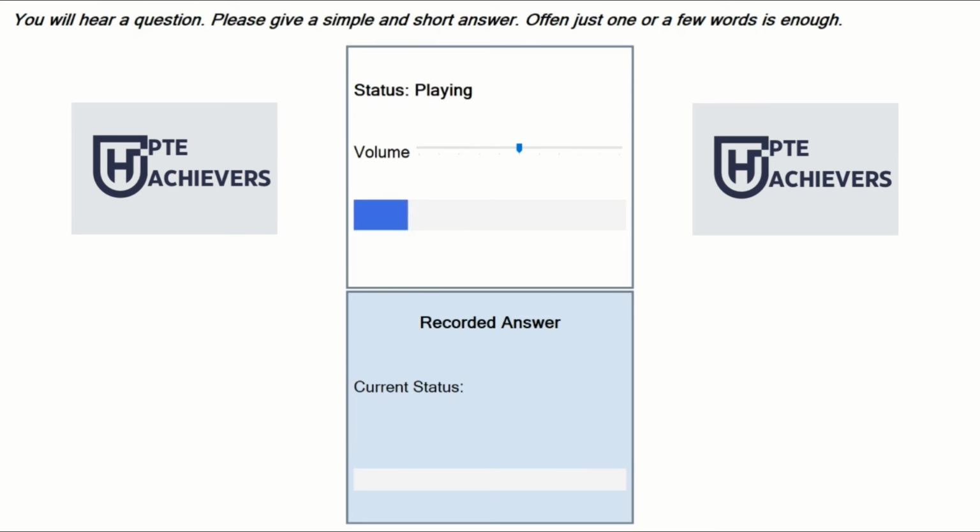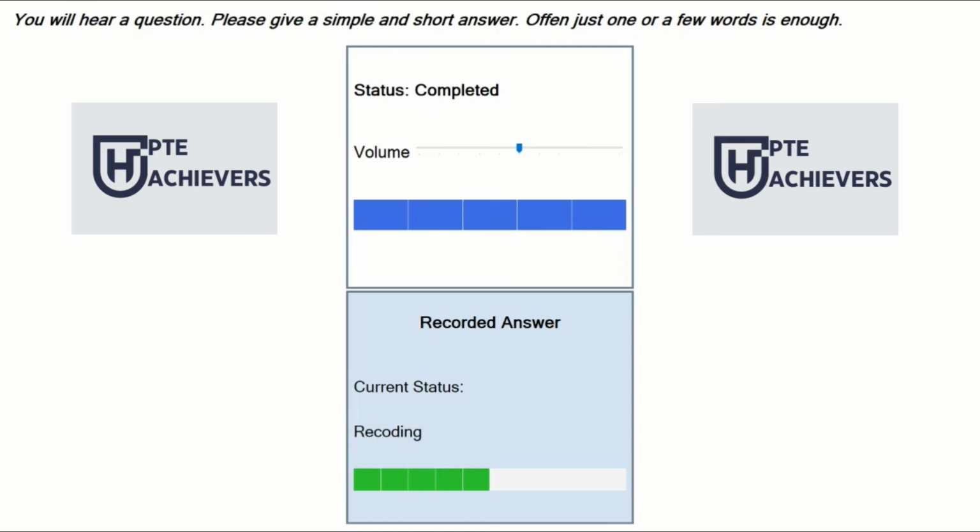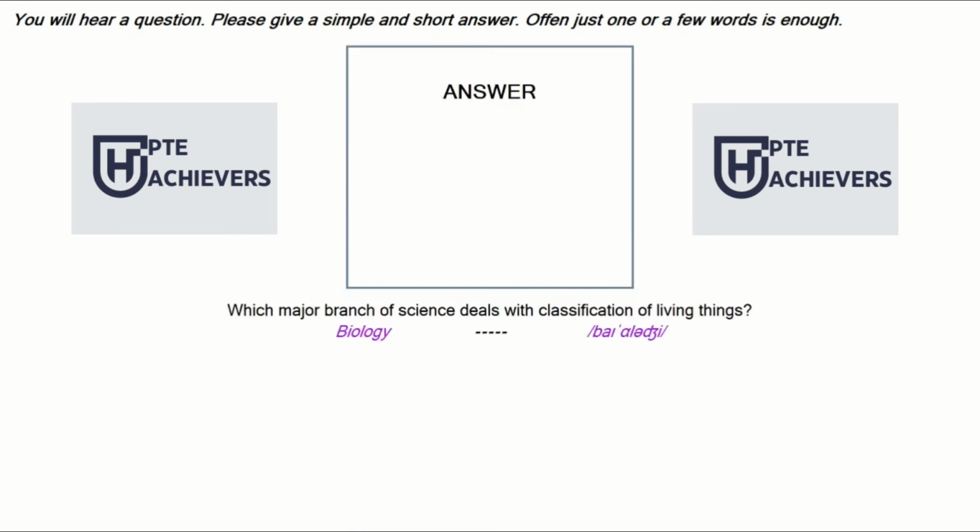Which major branch of science deals with classification of living things? Biology.